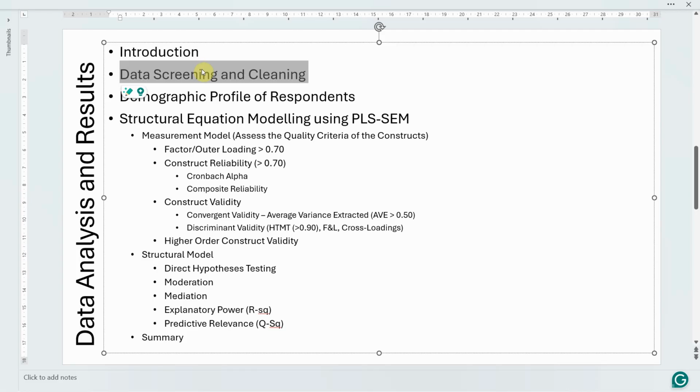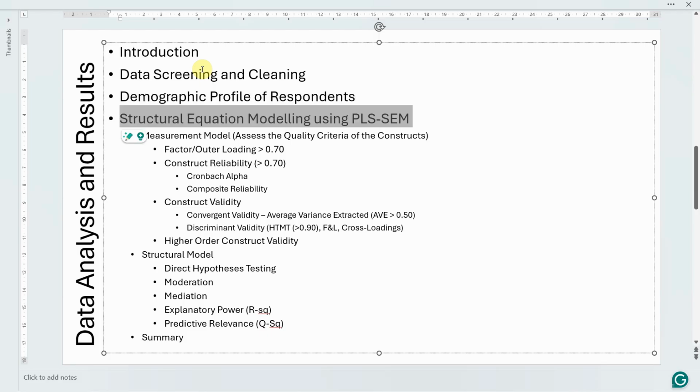Second, you will write about the data screening and cleaning. I will share a whole video on data screening and cleaning. I will share the video on each of these steps in the description. Then the demographic profile of respondents: their age, gender, education, job rank, if they are working, if they are not working, what are they doing. All those details come under the demographic profile of respondents.